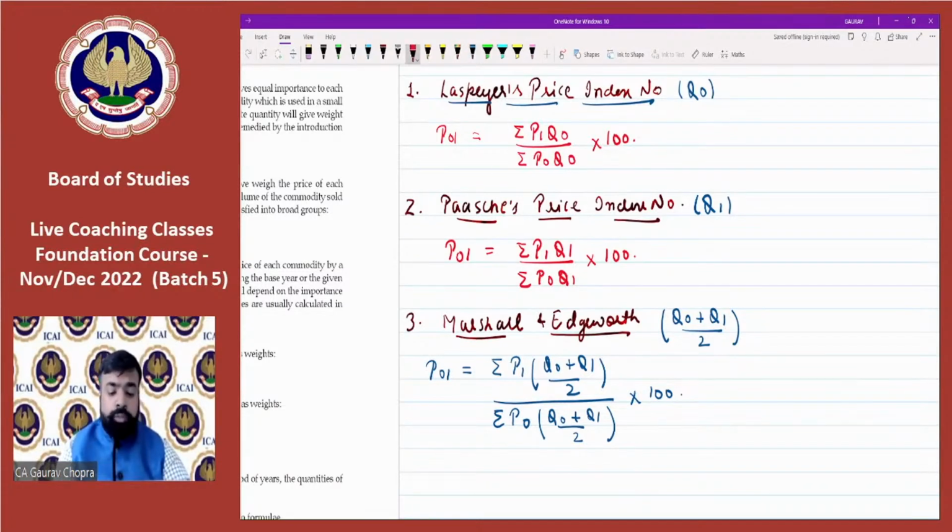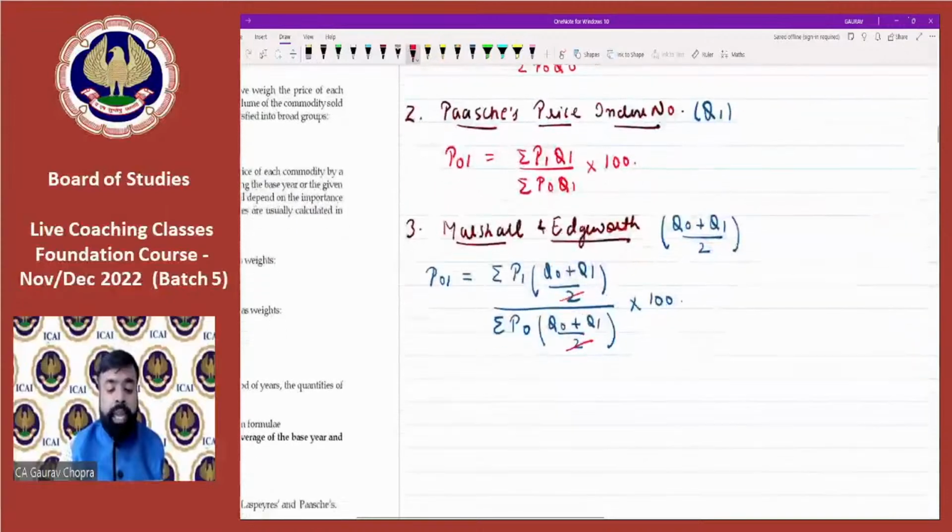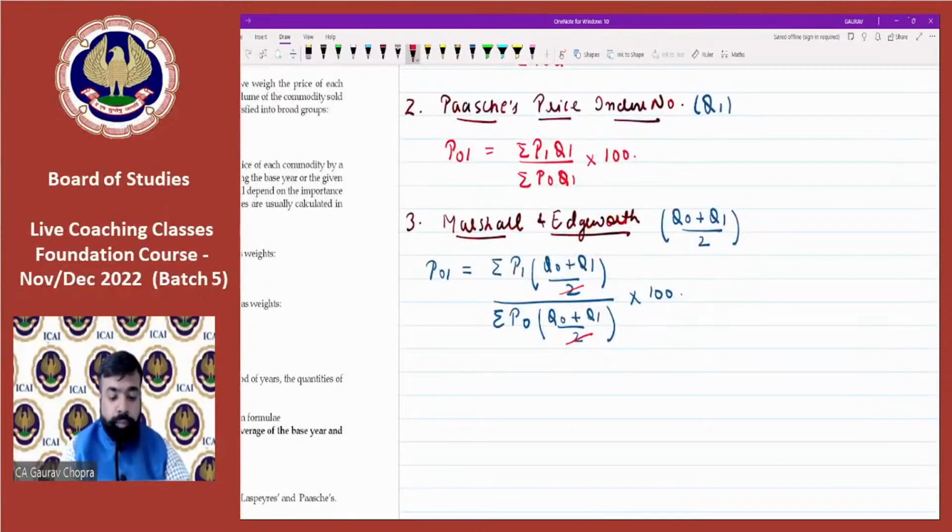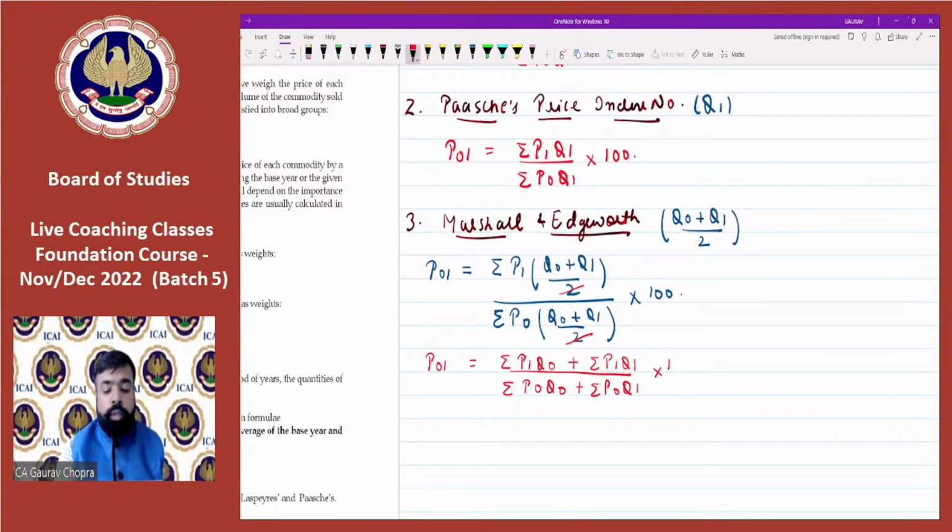So now if we want, we can cancel 2 and then open the bracket to simplify. So it becomes P01 equal to sigma P1 Q0 plus sigma P1 Q1 upon sigma P0 Q0 plus sigma P0 Q1, multiply by 100. Okay, so this becomes the formula for Marshall and Edgeworth.